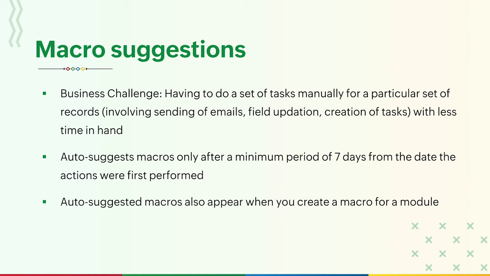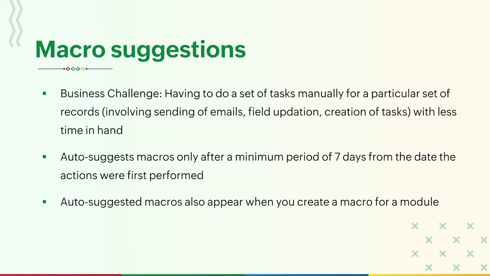In Zoho CRM, one can use macros to automate actions like sending emails, updating a field, and doing tasks. This can come in handy when you're looking to perform a particular action for a group of records, like mentioned in our use case. One can also allow the macros created by one user to be used by other users too. Now for macro suggestions.